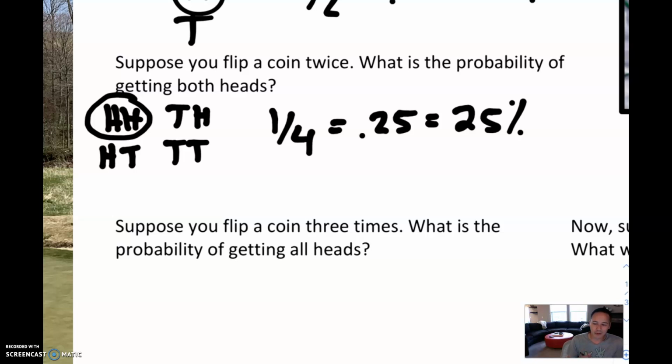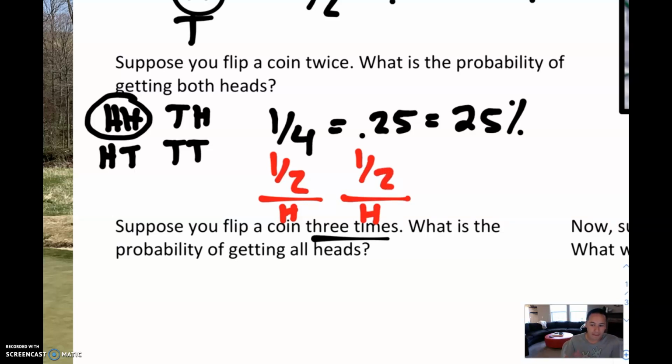So you probably don't want to sit there and draw out all the different possibilities, especially as we get to flipping a coin 3 times. So I'm going to show you a different way you could have done this. If we're flipping a coin twice and both of them have to be heads, I'm going to draw a slot here for each time that you flip a coin. The chance that the first one is going to be a heads is 1/2. And the chance that the second one is going to be a heads is also 1/2. And if I want to know the probability that both of those things happen, all I have to do is multiply them together. So if I take 1/2 times 1/2, we end up getting 1/4, which is, as we saw earlier, 25%. So that's the multiplication rule of probability. If you have to have multiple things happening, just multiply them.